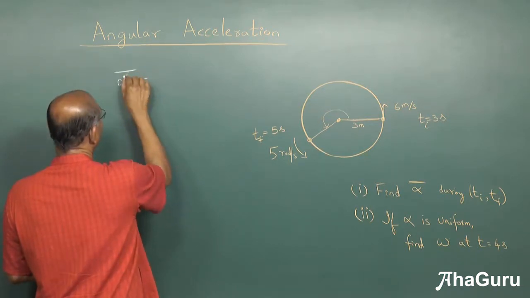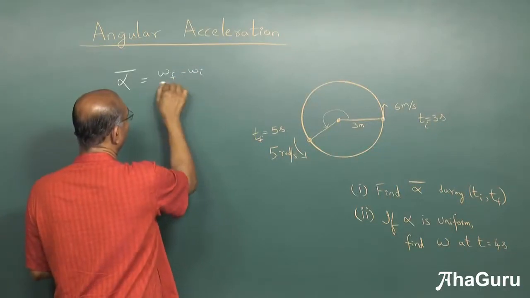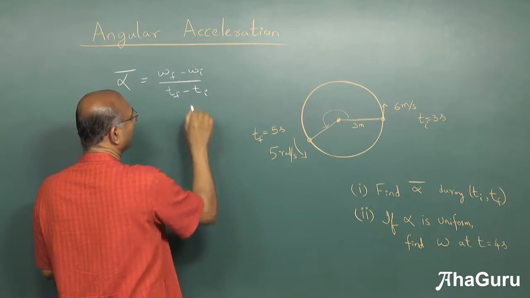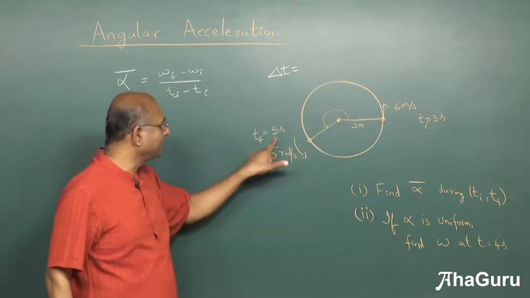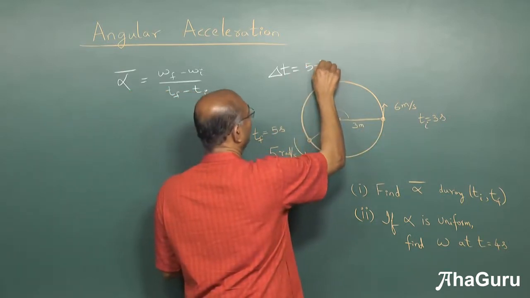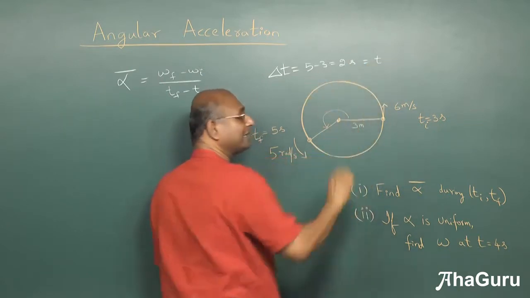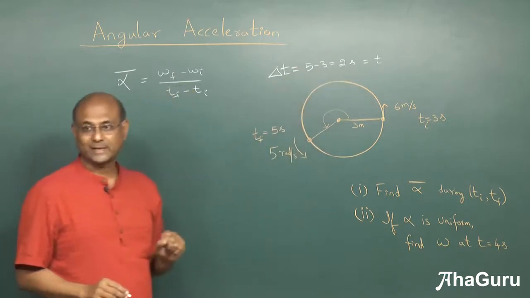What is average alpha? Average alpha is going to be omega final minus omega initial by the time interval, t final minus t initial. What is delta t? T final minus t initial: 5 seconds minus 3 seconds. 5 minus 3 is 2 seconds. This is what we would have earlier called t. The time interval is 2 seconds.